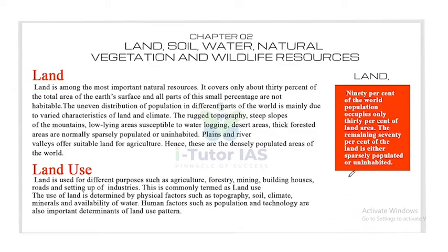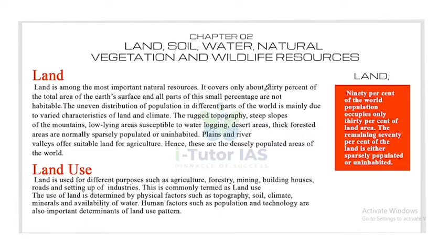Today, we will be discussing Class 8 Geography Chapter 2: Land, Soil, Water, Natural Vegetation and Wildlife Resources. Let's begin. First one is land. What is land? Land is among the most important natural resources. It covers only about 30% of the total area of the earth's surface.